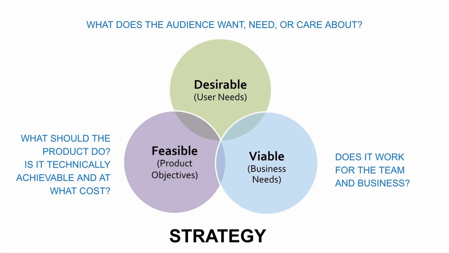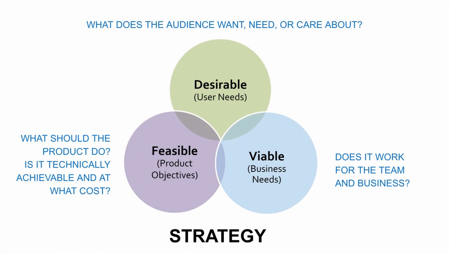Ultimately, however, that product needs to contribute to the business's success. And the business needs to determine if that product is viable. Does it work for the team and the business? That becomes the strategy for your project. Practically speaking, if our business need is growth in the digital space, and our product objective is to bring more customers into the digital channel, those become cohesive. That, combined with understanding the user's needs, becomes a good starting point for our strategy.